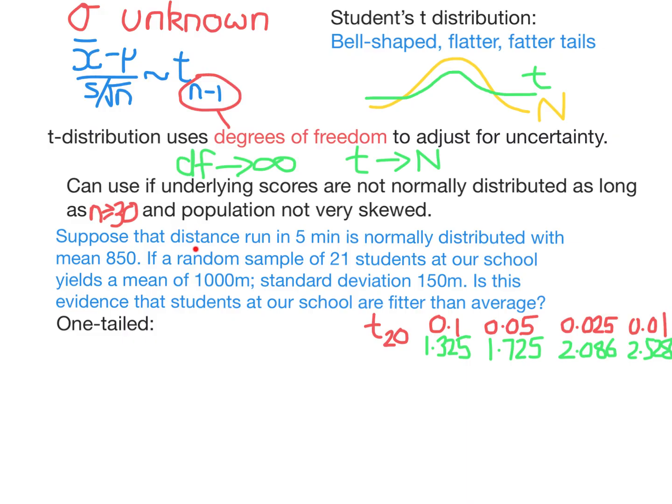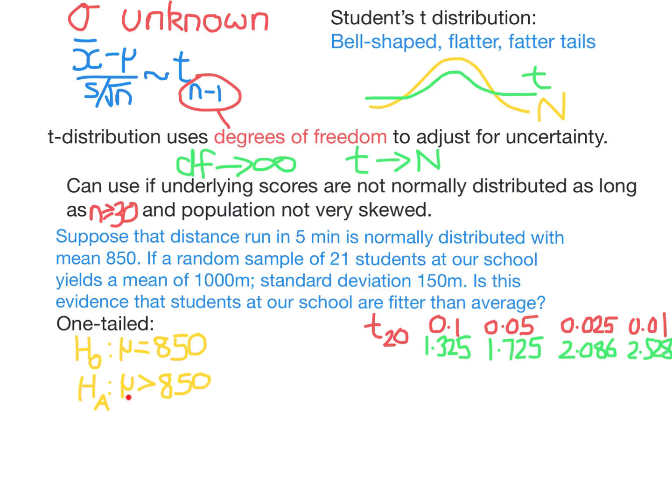Let's say the distance run in 5 minutes is normally distributed, mean 850, but we take a sample of students at our school, and the mean's 1,000, standard deviation 150. We're going to ask the question, is this evidence that students at our school are fitter than average? So let's determine whether our mean is significantly different from the mean that was reported. So here our null hypothesis is that the mean is 850, our alternative hypothesis that it's greater than 850.